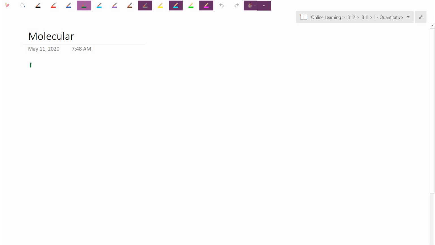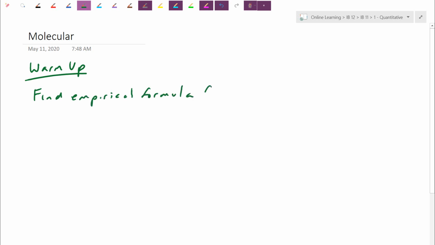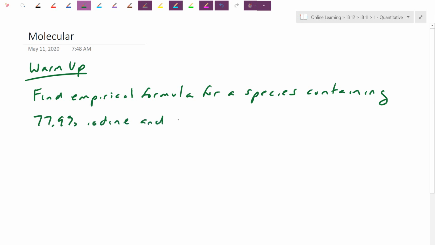So let's just try a quick practice here. It's a very systematic procedure of looking for an empirical formula. I want you to find the empirical formula for a species containing, remember species just means substance, 77.9% iodine and 22.1% the remainder is oxygen.